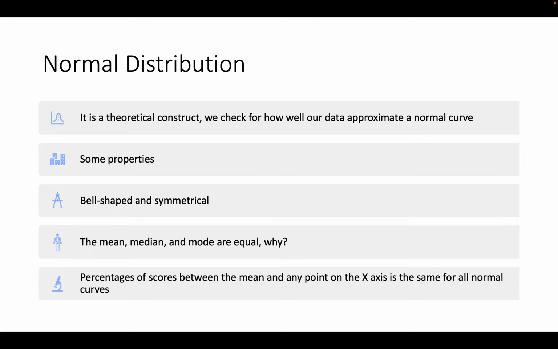Okay, so a normal distribution is technically a theoretical construct. We use this normal distribution as a comparison for our data to see how well our data fits the normal curve. And there are a few properties associated with the normal distribution, right? It's bell-shaped, it's symmetrical, the mean, median, and mode are all equal, the distance from each score of the mean is normal, and we're able to calculate percentages based on proportions.